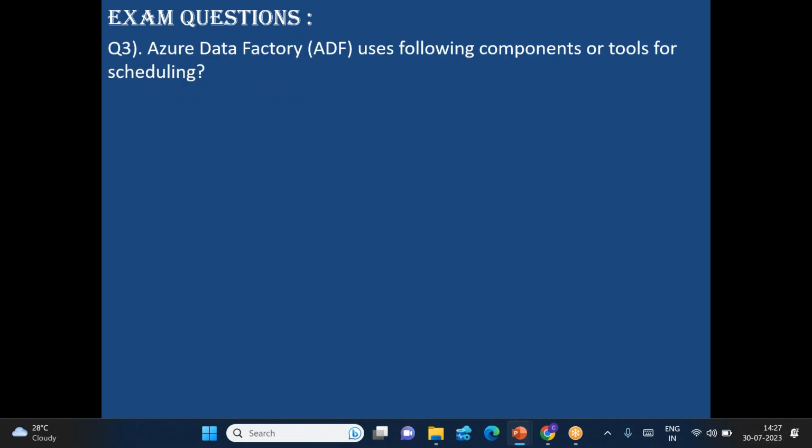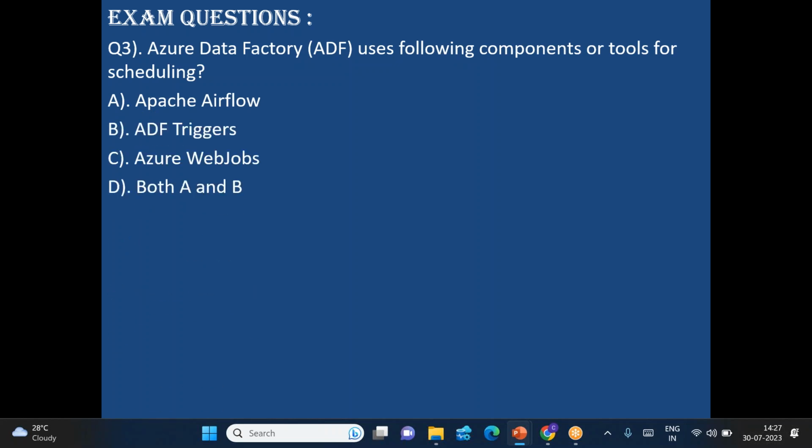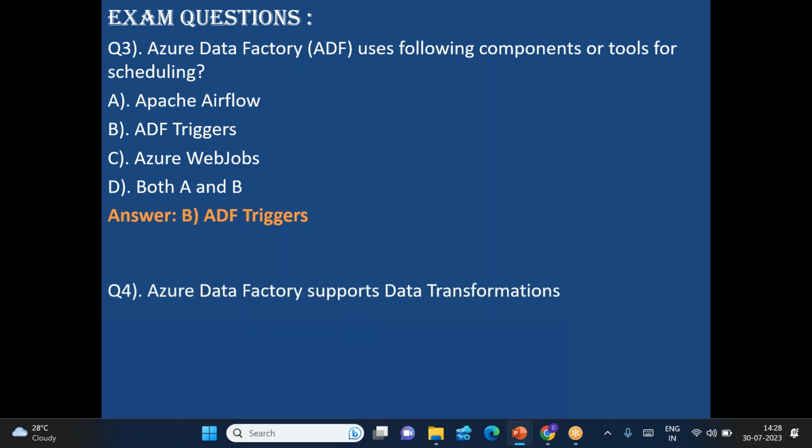So next, Azure Data Factory uses following components or tools for scheduling: Apache Airflow, ADF triggers, Azure Web Jobs, both A and B. So remember, answer is B. We have Azure Data Factory triggers to schedule the jobs and run the jobs automatically in the Azure Data Factory.